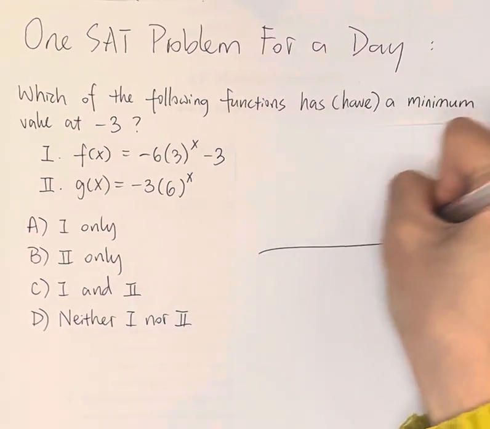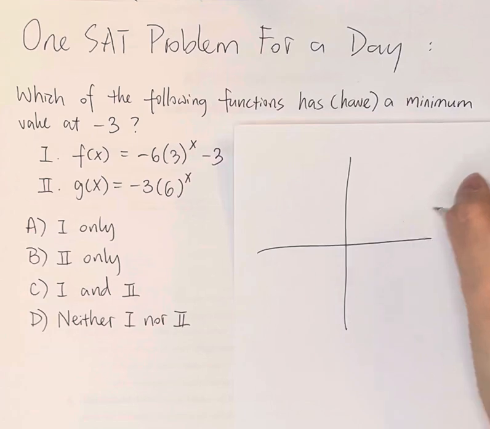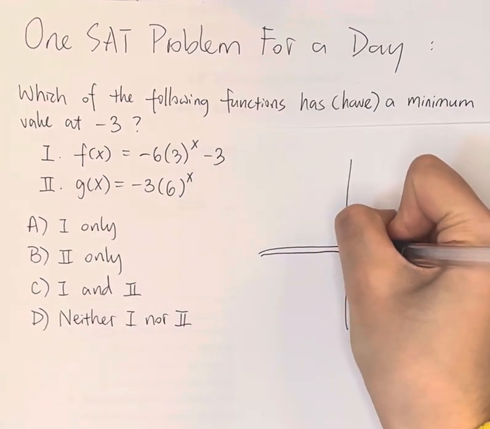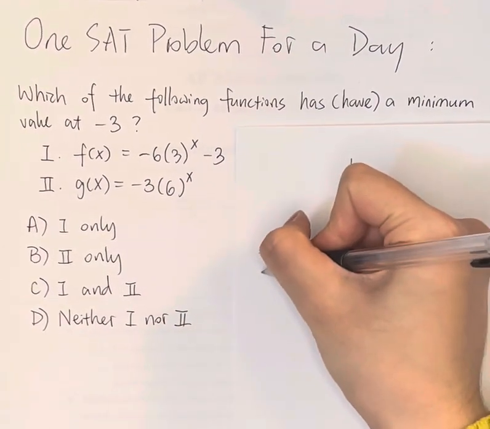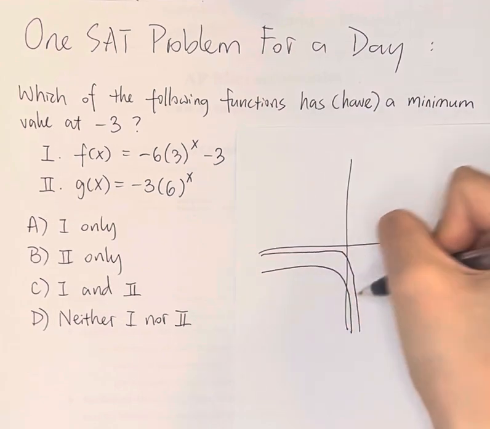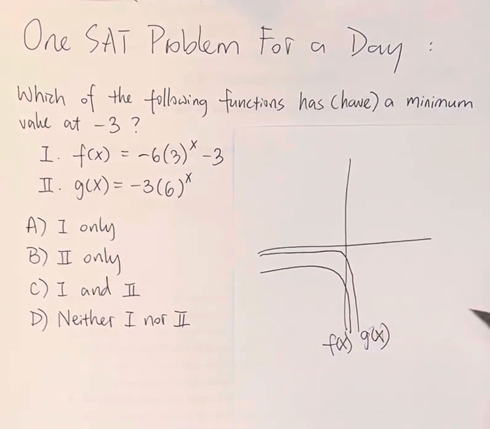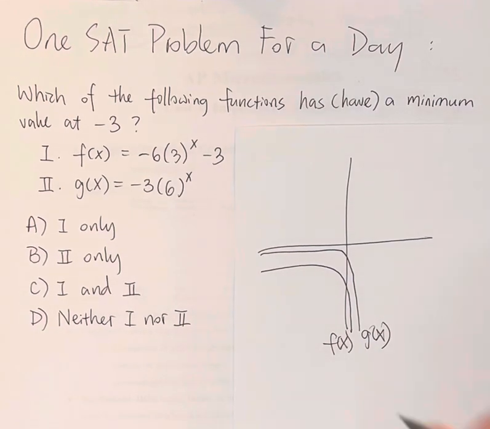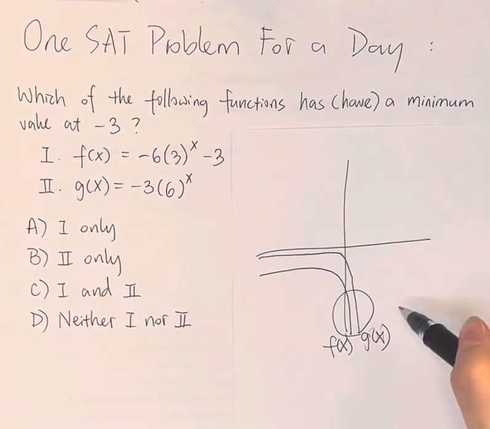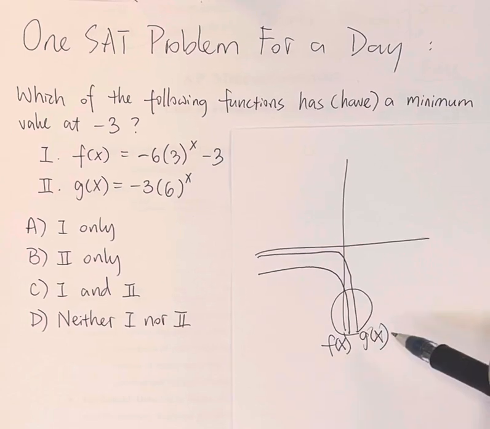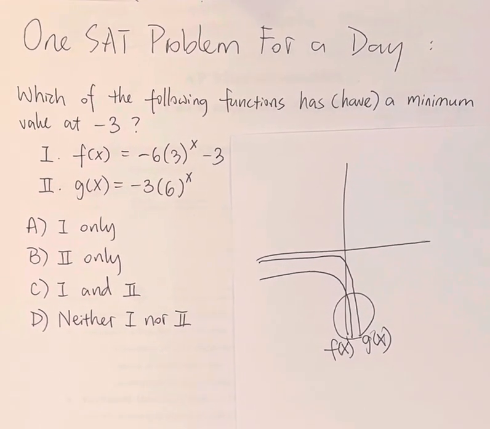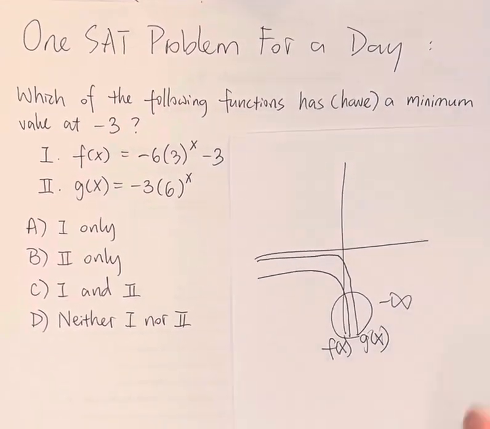So if we want to draw the function really quick, it's pretty much like this. Definitely they're not drawn to scale, but I just want to show you how it looks if we want to graph it. So you can see that in here, this is our minimum value, or it's supposed to be, but it's actually approaching -infinity. So there's actually no minimum value for both of the functions.